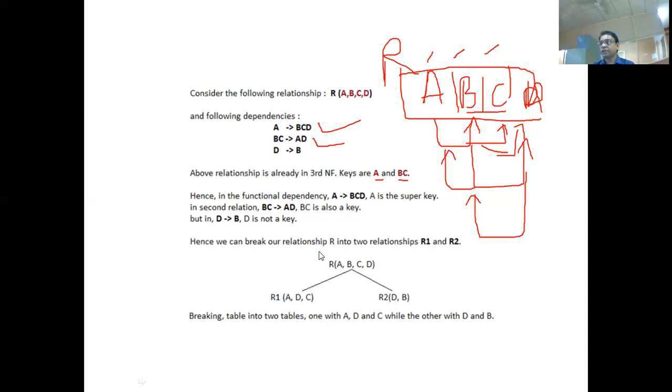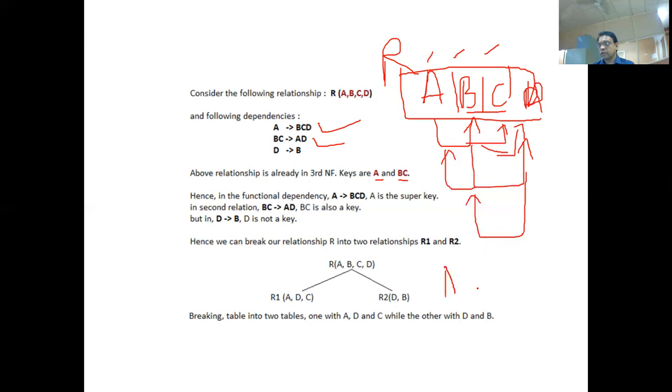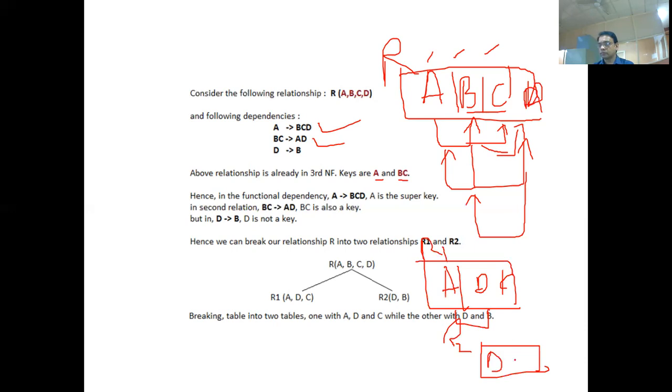Hence, we can break our relation into two tables. That is R1, ADC, where A determines D and C. You can write that down, and that is R1. And R2, where D determines B. So the table is divided into two tables, one with ADC and the other with D and B. Okay, that's it. Are we losing any functional dependencies here?